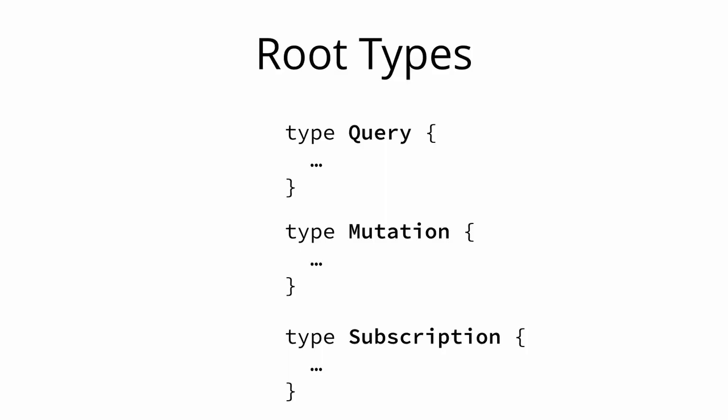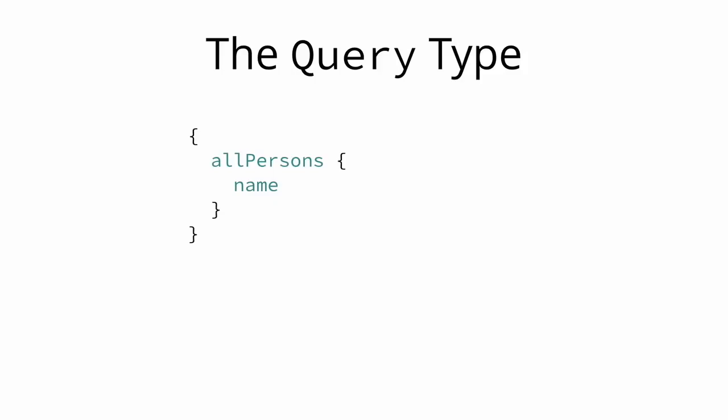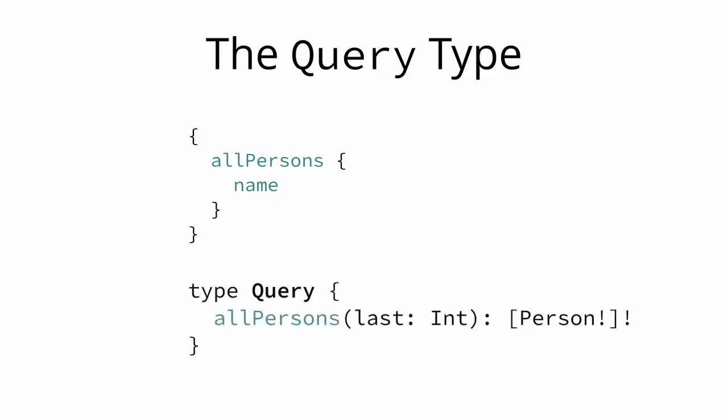These root types are the query, the mutation, and the subscription types. Let's now see how we would have to define these types in the schema to enable all the examples that we saw before. First, to enable the all-persons query that we used in the beginning, we need to add a corresponding field to the query type.